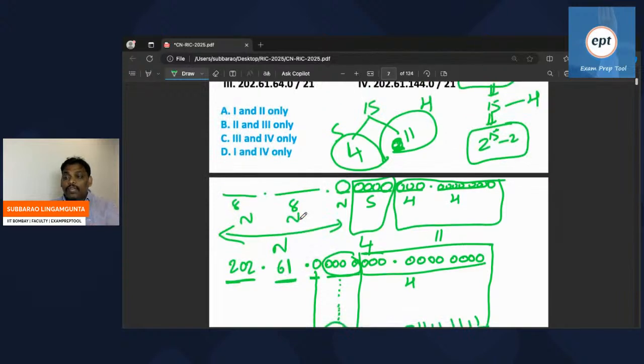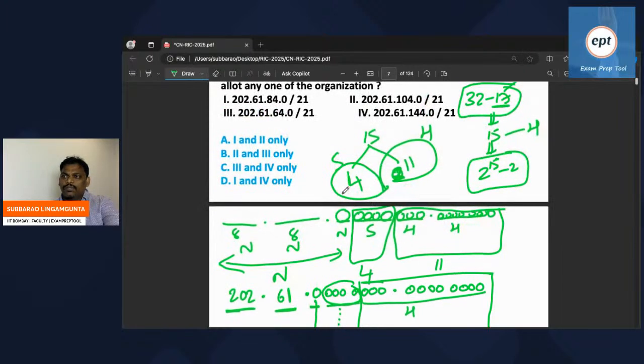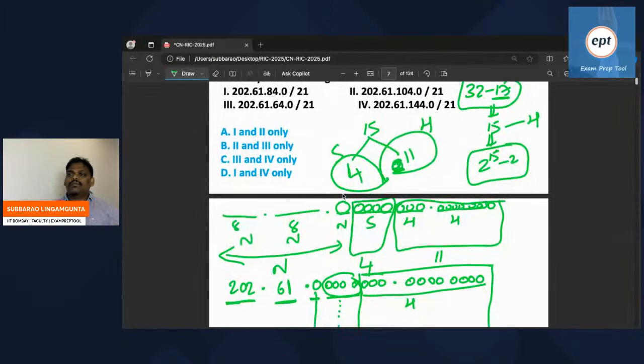Observe clearly. For every subnet, hosts are possible, approximately 2 power 11. For subnet 0, 2 power 11 hosts. Subnet 1, 2 power 11 hosts. Subnet 2, 2 power 11 hosts. Like that, there are so many subnets. Now you can check the options one by one.